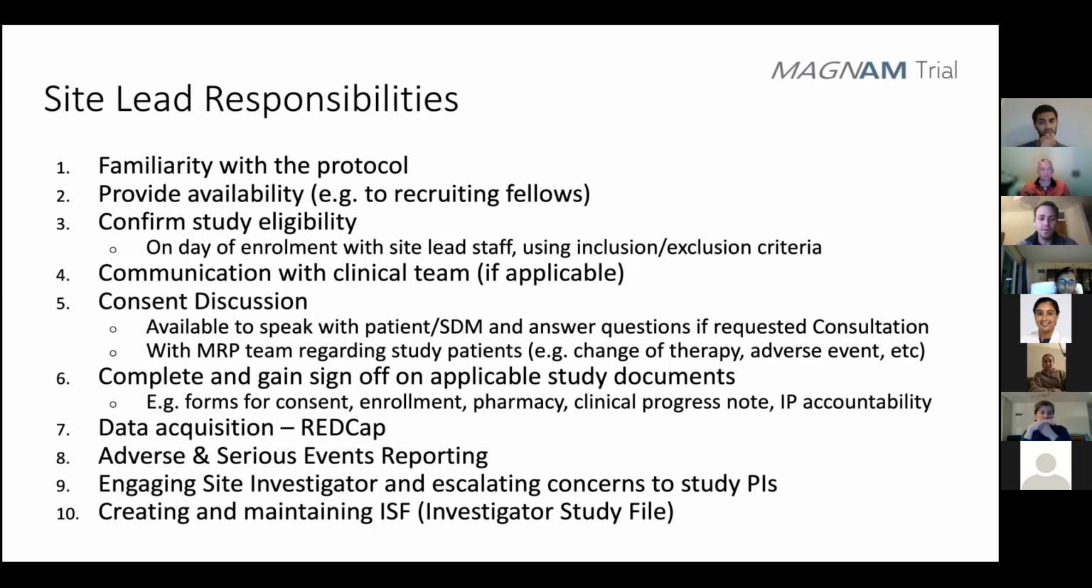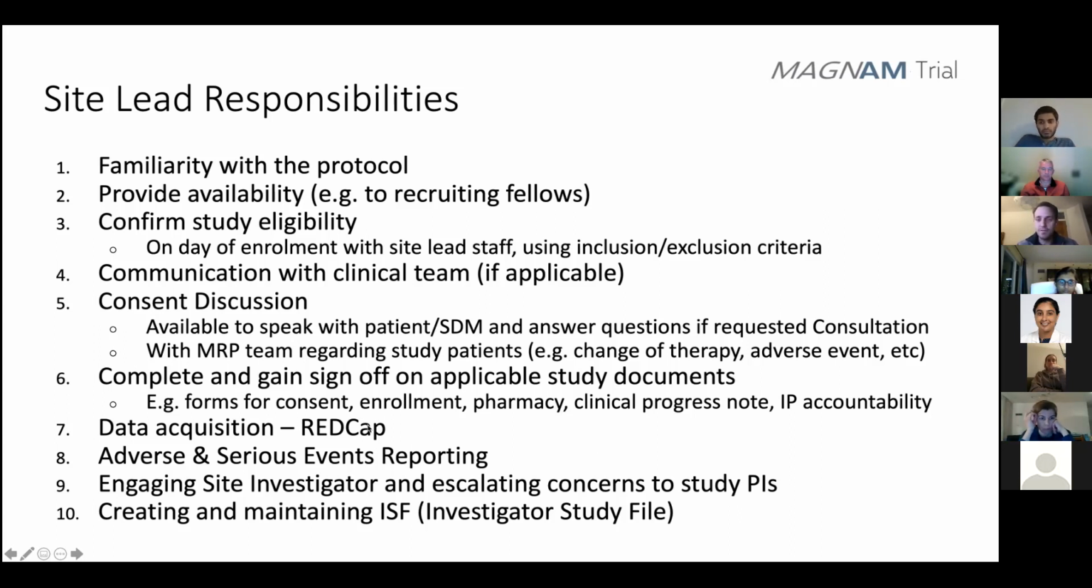We'll get into this as well, but it's an assumed consent or deferred consent overnight. And then it would be discussing with the family or the patient the next day whether they wanted to withdraw their consent. There's going to be a sign off of applicable study documents. We're going to go over this as well, but there's the consent forms, as we mentioned, eligibility, some of the pharmacy documents, and a clinical progress note.